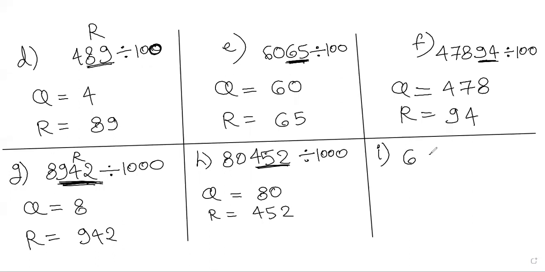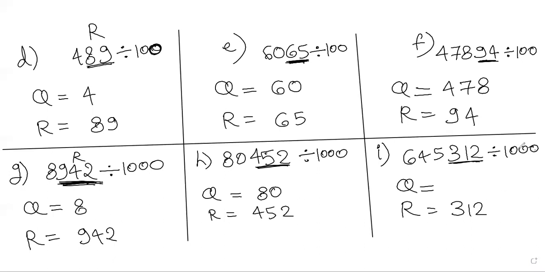Question number I, 645,312 divide by 1000. Quotient and remainder. In 1000, there are 1, 2, 3 zeros, so the last 3 digits of the number will be remainder. And the remaining number will be quotient.